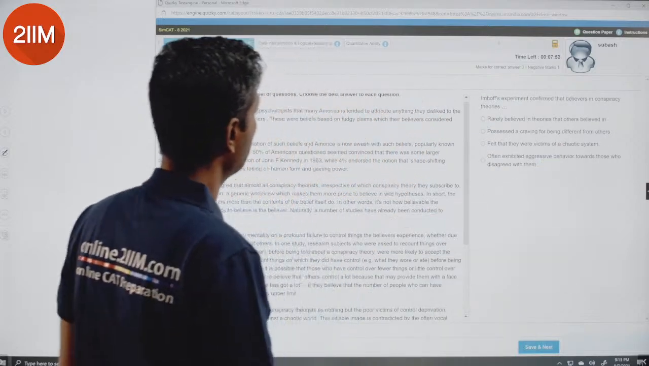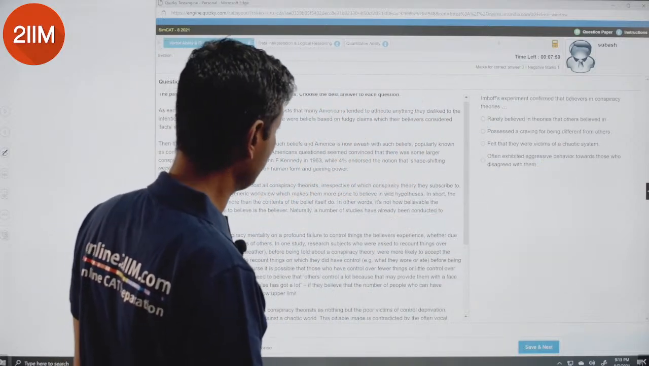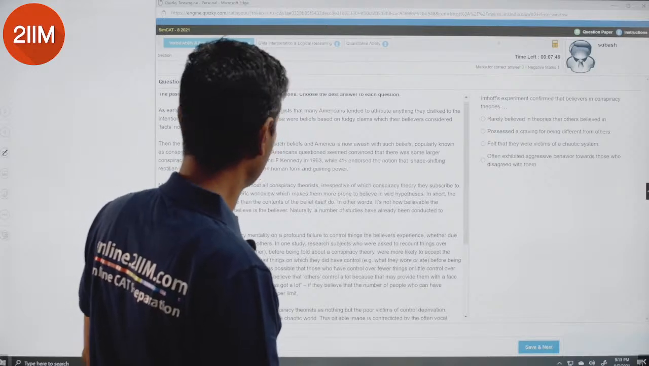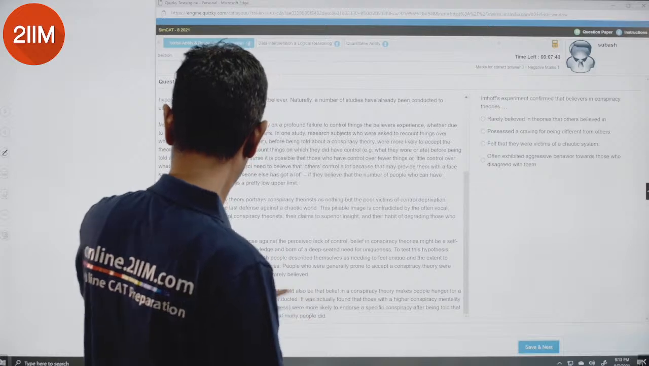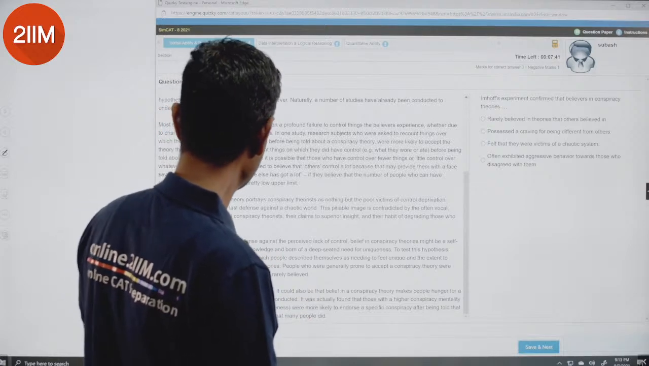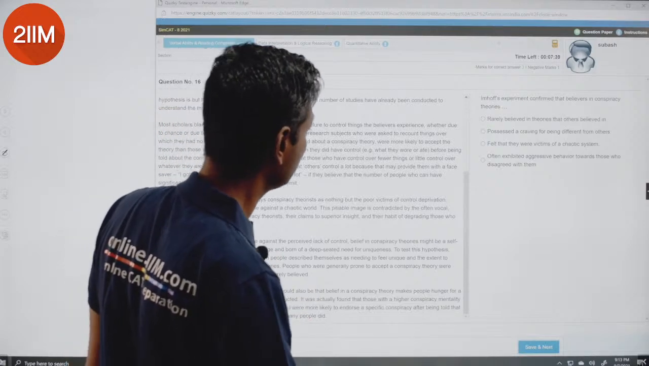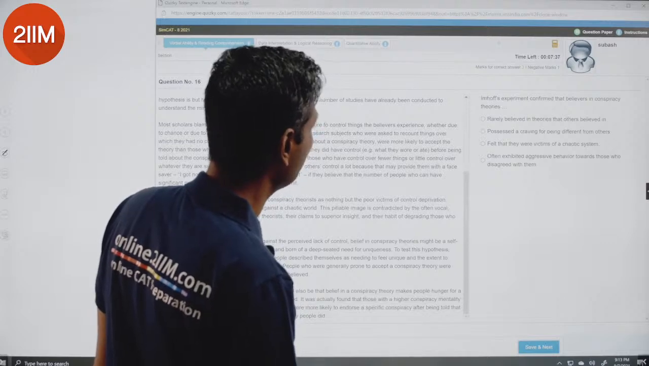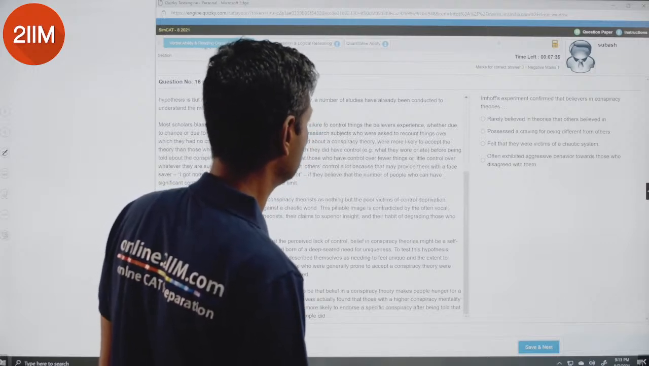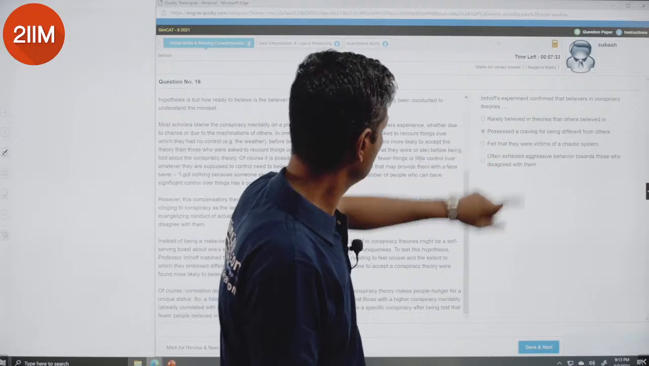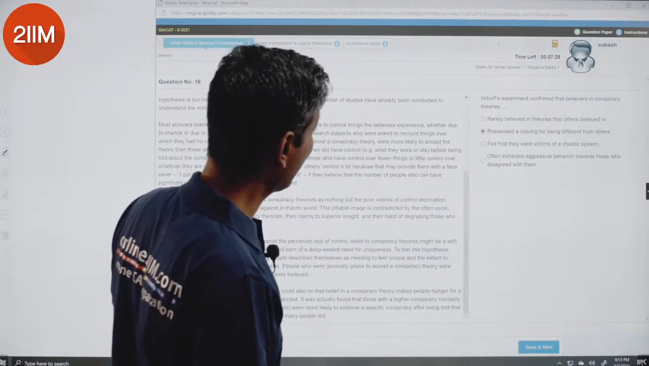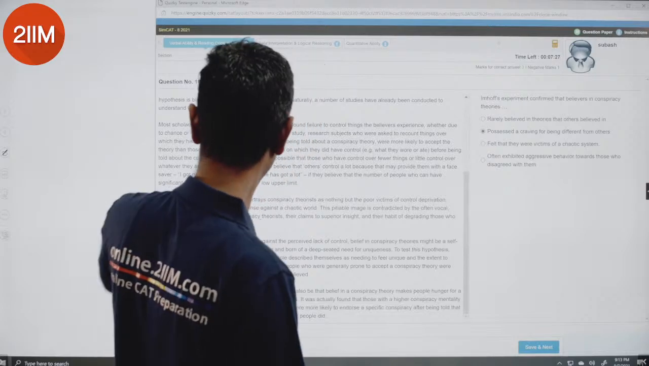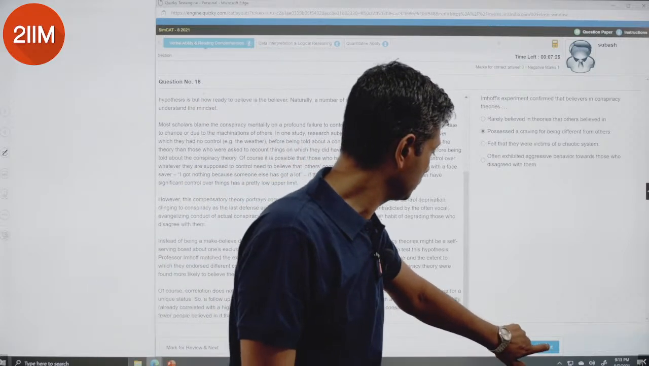Diversified, I don't know. Imhoff's experiment confirmed that believers in conspiracy theories rarely believed in theories that others believed in. No. Imhoff, where is Imhoff? Your need to feel unique increased this. Possessed a craving for being different from others. That is true. Felt that they were victims of a chaotic system. No. Often exhibited aggressive behavior towards those who... no, that is the conspiracy nuts.